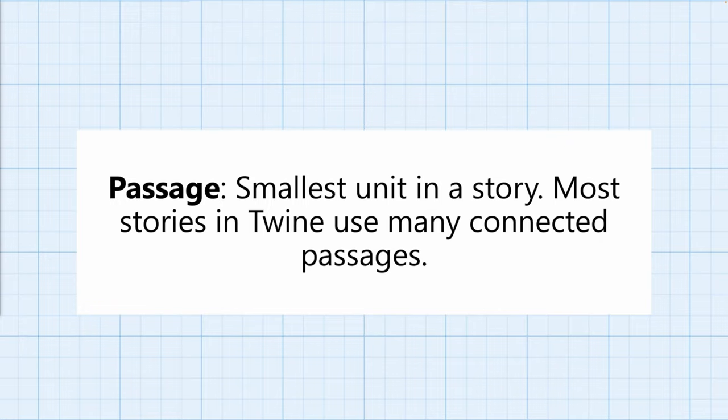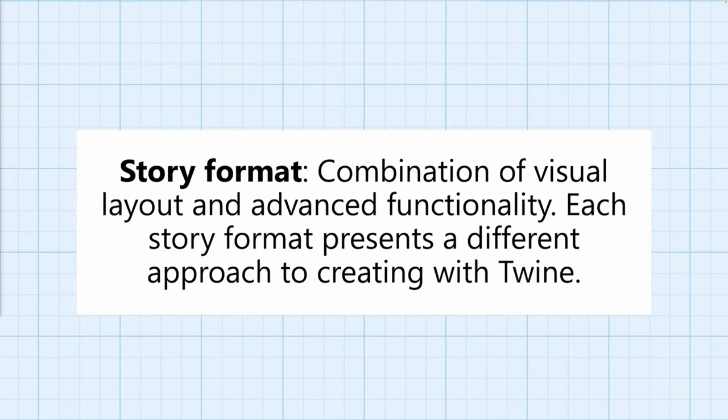Finally, we have one last term, story format. This is a combination of visual layout and advanced functionality. Each story format in Twine presents a different approach to creating with Twine. Generally, though, when people start up Twine, they use its default story format, which is named Harlowe, which has many useful tools and functionalities for people first creating with Twine, such as a toolbar, and helps with a lower technical knowledge approach to creating with the tool.